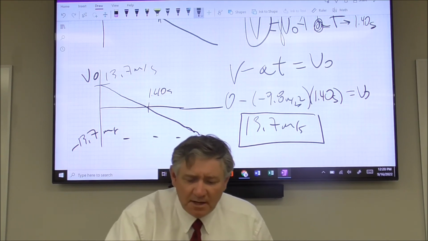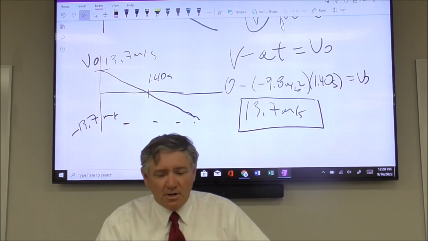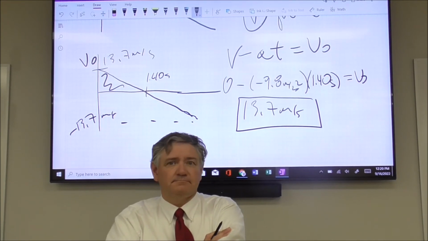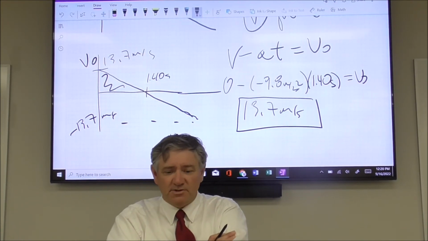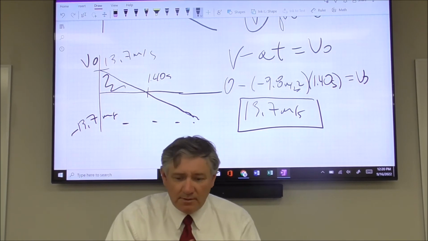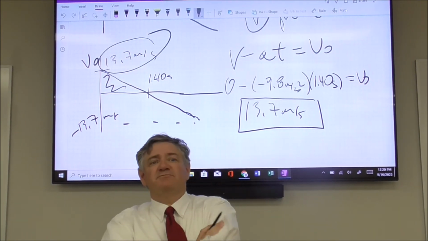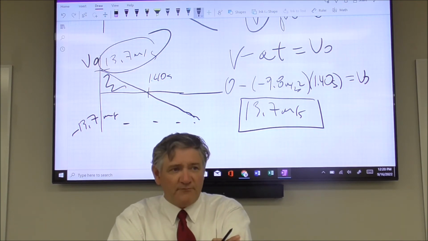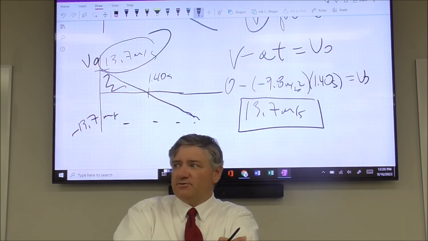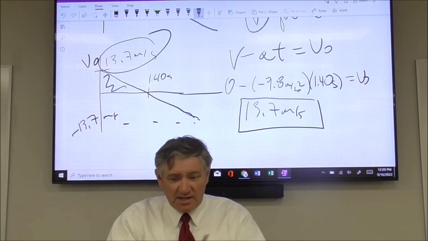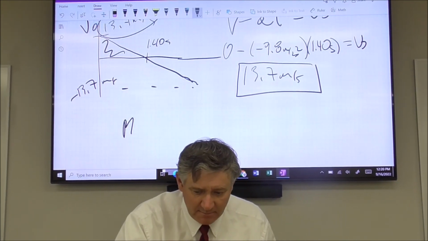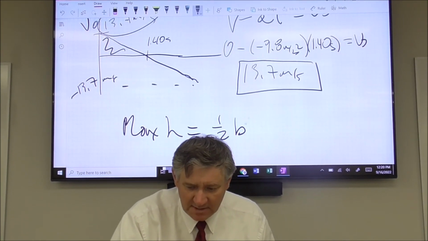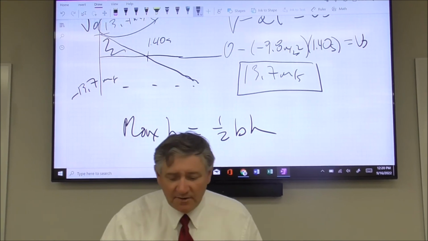Now, let's talk maximum height. Could you use your velocity time graph to find your maximum height? Yes. Do you know the height of the triangle? 13.7 meters per second, right? You know the base of the triangle, 1.4 seconds. Find the area of the triangle, use 1/2 base times height. So that's one option to find your maximum height, okay? You could use 1/2 base times height, go off your velocity time graph.